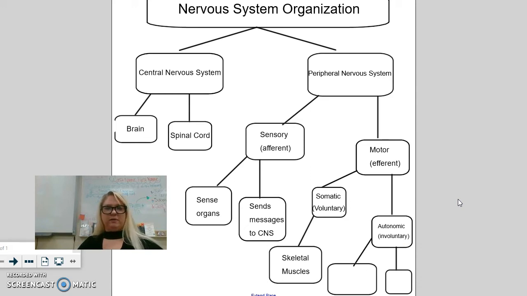And how I always remember the difference between somatic and autonomic is autonomic sounds like automatic, which means that this stuff is automatically done for you. That's what involuntary means. It means you don't have control, you don't have to think about it. So this autonomic division automatically does this for you. You don't have to think about it. And this is controlling your cardiac or smooth muscle.